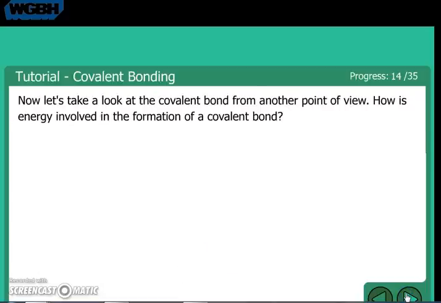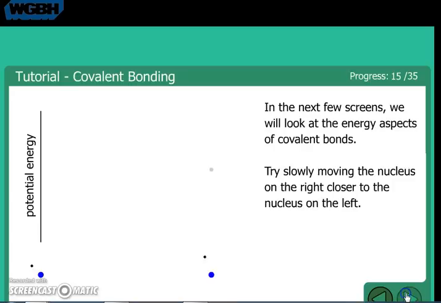Now let's take a look at the covalent bond from another point of view. How is energy involved in the formation of a covalent bond? In the next few screens, we will look at the energy aspects of covalent bonds. Try slowly moving the nucleus on the right closer to the nucleus on the left. Okay, now I'm going to do that, and you watch the graph as I do that. Here we go. Okay, I'm going to try to push them together.